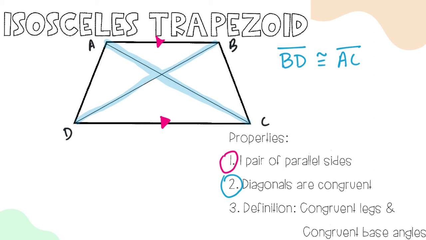And then we know that it has congruent legs. So the legs are going to be the sides that are not parallel. So this is congruent to this. And then it also has congruent base angles. And this is considered a base angle down at the bottom, but you could also flip the isosceles trapezoid around, and then those top ones would be base angles. So you actually end up having two pairs of things that are congruent.